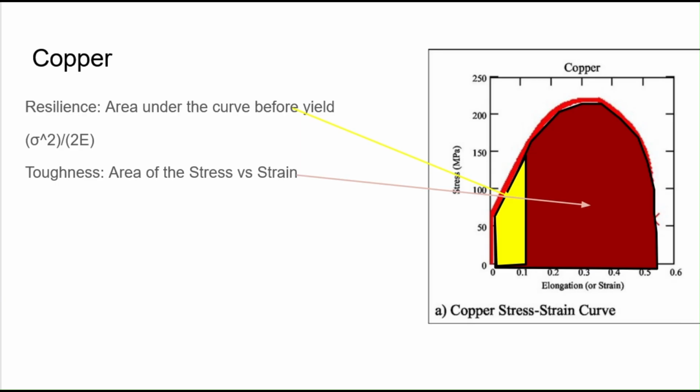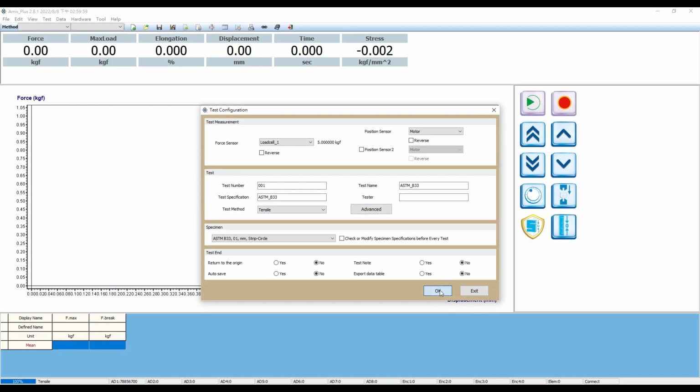Resilience is the ability of a substance to absorb energy. This is calculated by squaring the stress and dividing by 2 times the elastic modulus. This is measured in joules per cubic meter. Toughness is the ability of a substance to absorb energy without fracturing. This is calculated by the area under the stress versus strain curve and is measured in joules per cubic meter.